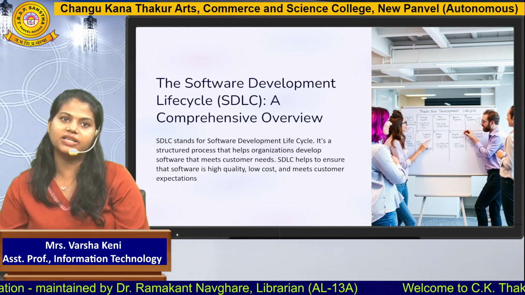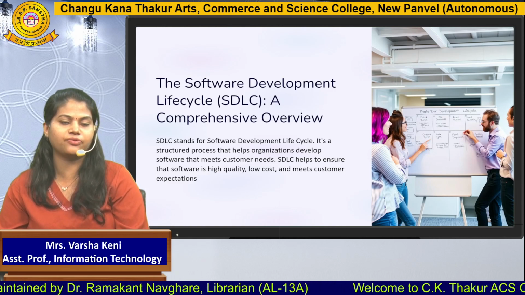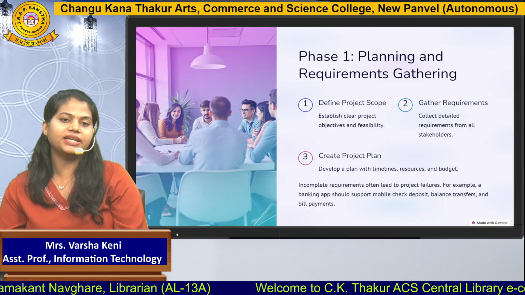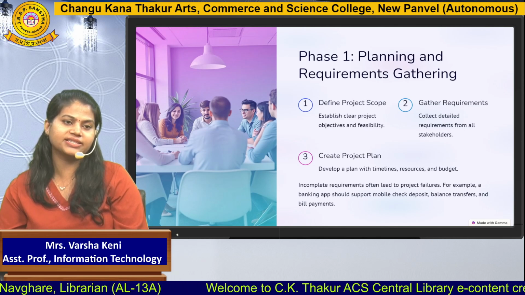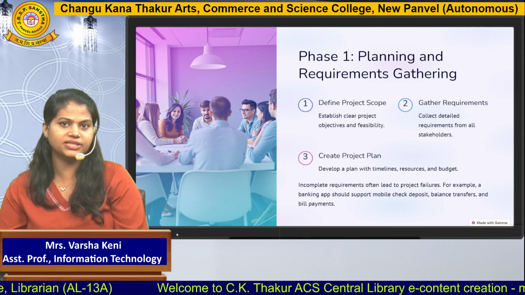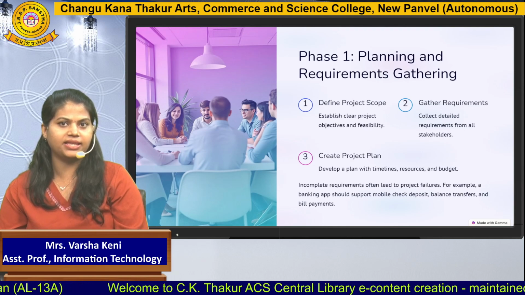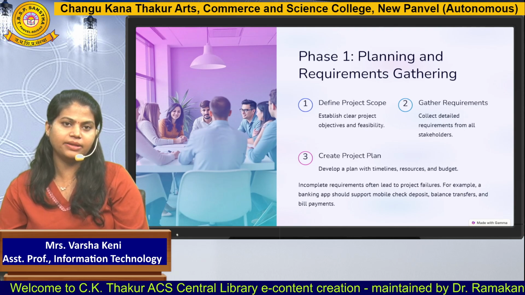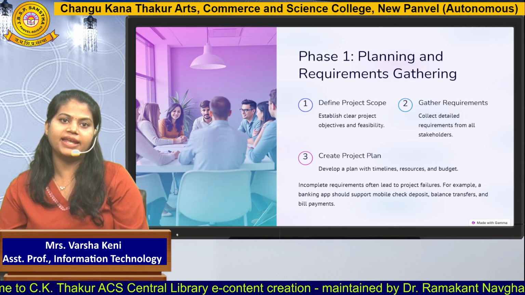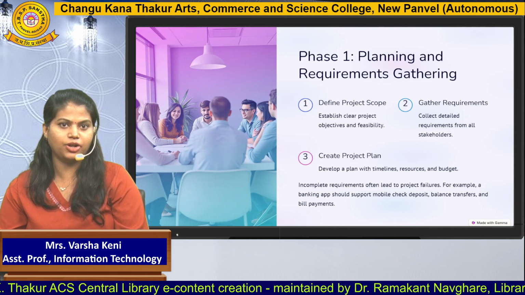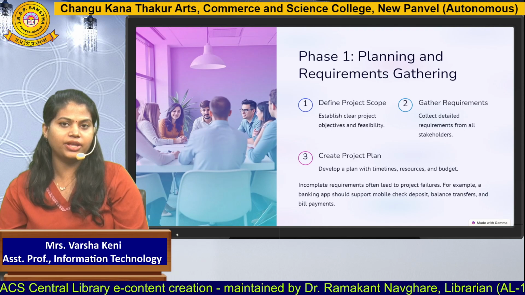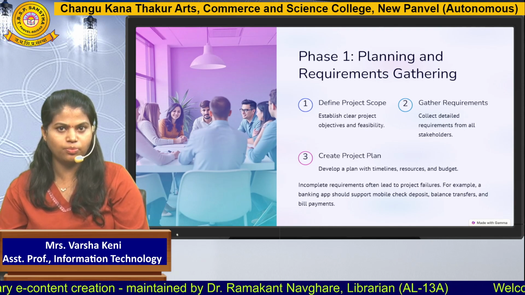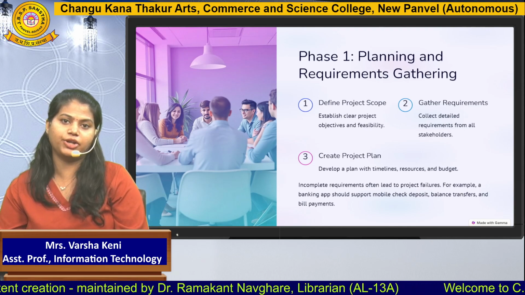So the SDLC life cycle is followed by organizations whenever they develop any product or software. It consists of five phases. First one is planning and requirement gathering. Whenever any organization develops any software or product, they gather information about that particular product. In planning or requirement gathering, they first define the project scope, what will be the scope of that particular product.